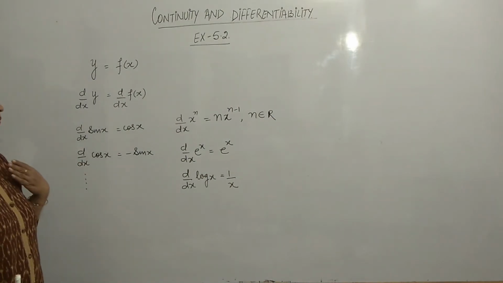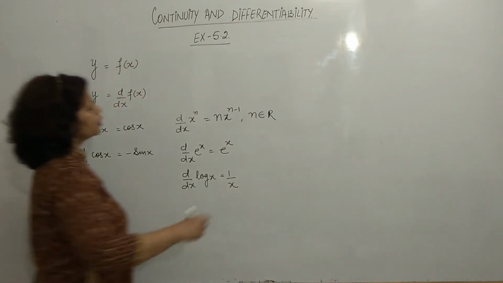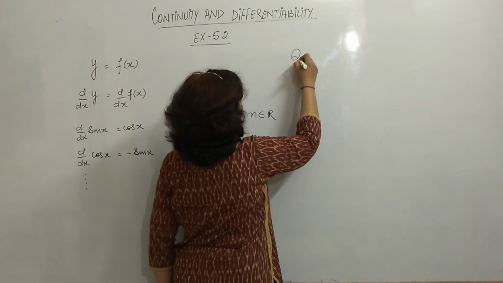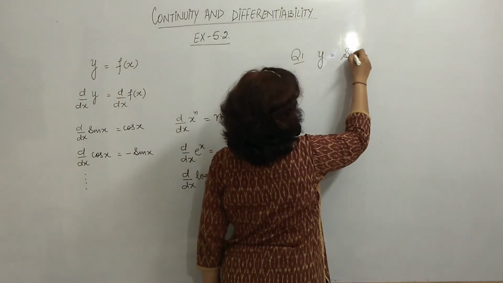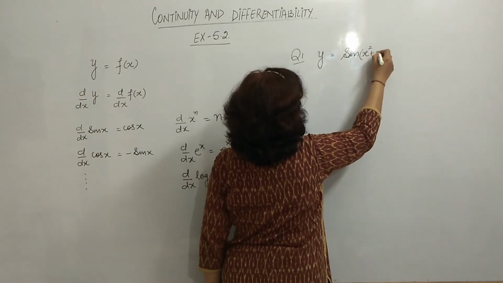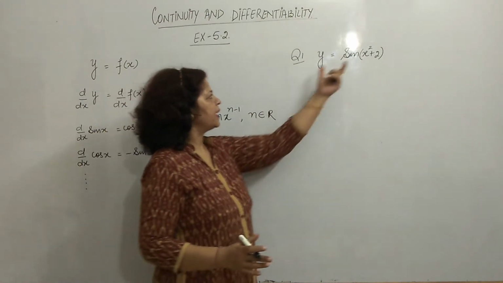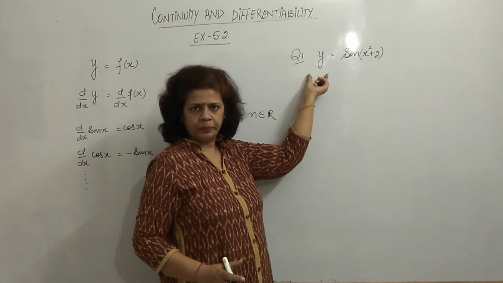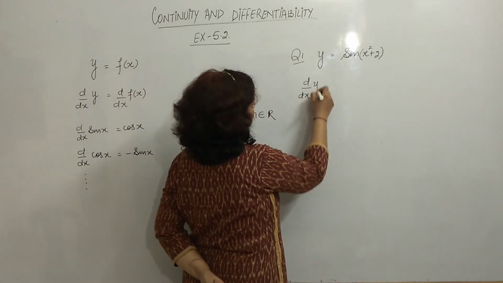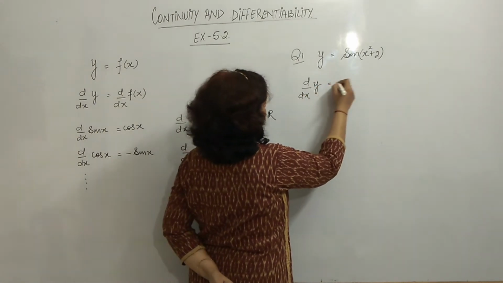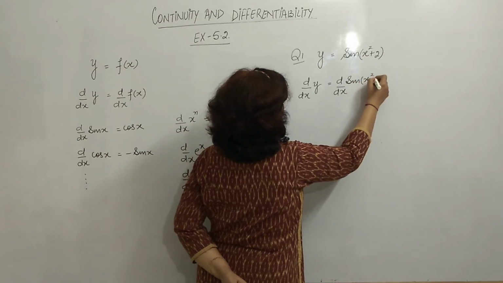The list goes on. Today we are starting exercise 5.2. Question number 1 of exercise 5.2 is sin(x square plus 2), and by convention we represent this function by y. Differentiate both sides with respect to x. Then d by dx of y is equal to d by dx of sin(x square plus 2).